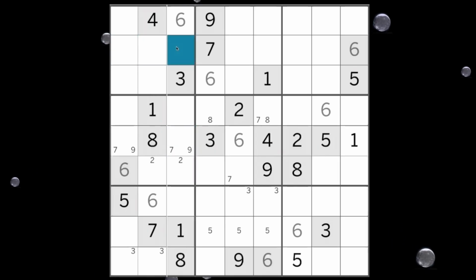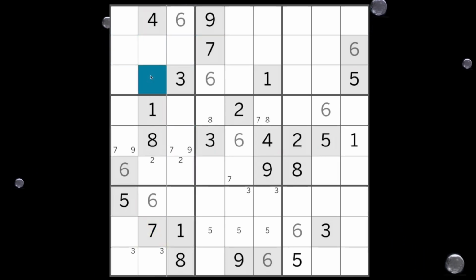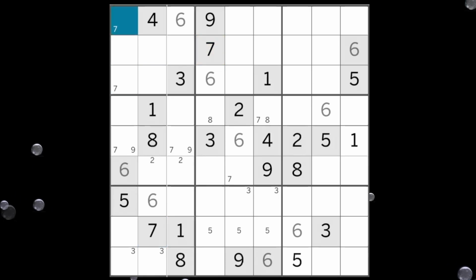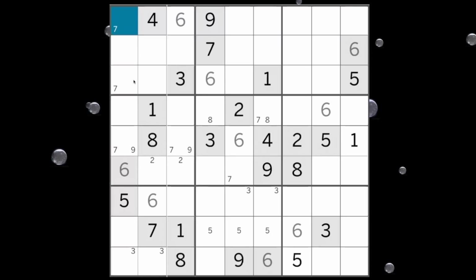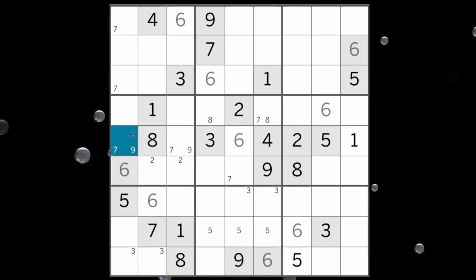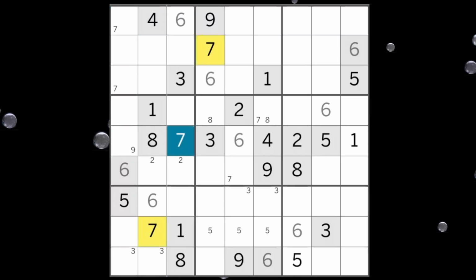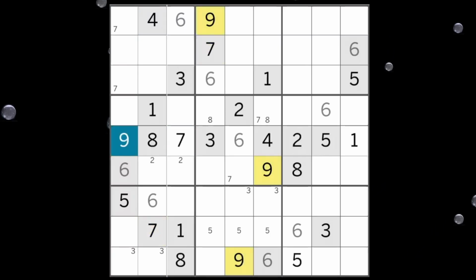So the 7 can't be there because of that one, or there because of that one, so 7 has to be in the corner. And if 7 has to be there, the 7 can't be there and must be there. Make that a 9.